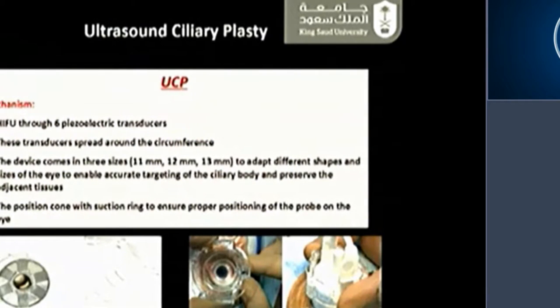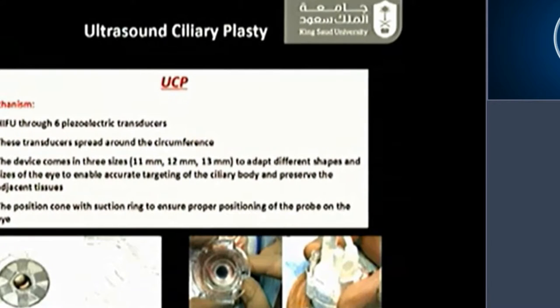On the other hand, we have the UCP, which is the ultrasound ciliary plasty, which uses high-intensity focused ultrasound through 6 piezoelectric transducers. This will spread around the circumference of the globe, and the device will come in 3 sizes, either size 11 cone or 12 or 13, to adapt to different eye sizes to enable accurate targeting of the ciliary body and preserve the adjacent tissue. The cone is positioned with a suction ring to ensure proper positioning of the probe on the eye. You will insert first the suction ring, then you will initiate the vacuum, which will read 225 millimeters of mercury to stabilize the globe after giving local anesthesia.